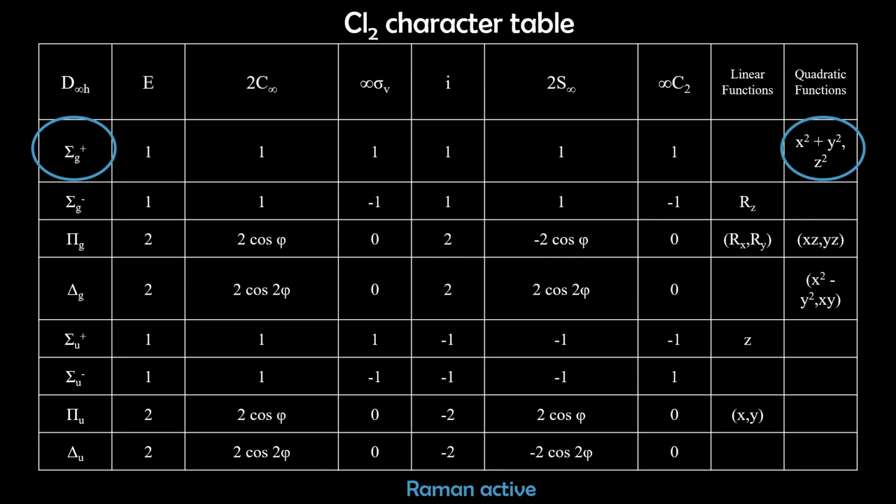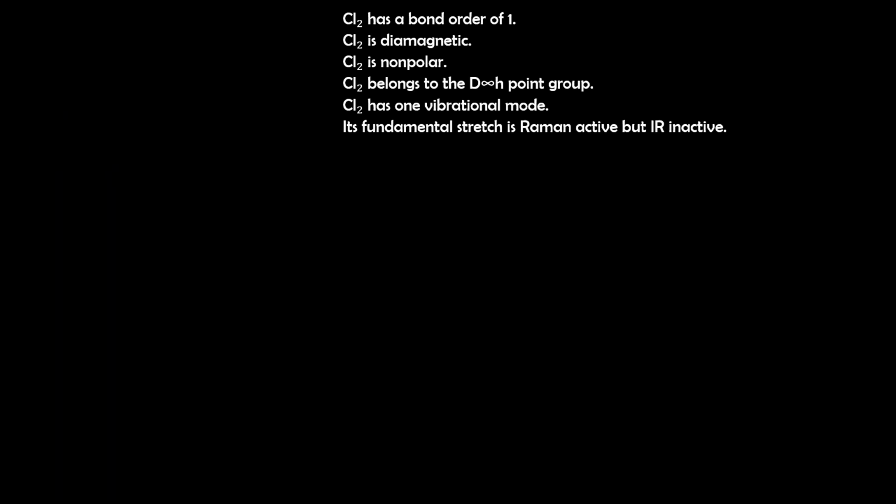From the molecular orbital and symmetry analysis, we can conclude Cl2 has a bond order of 1. It's diamagnetic, it's nonpolar, it belongs to the D infinity h point group, it has one vibrational mode, and its fundamental stretch is Raman active but IR inactive. This shows why symmetry and molecular orbital theory are useful. They do not just describe the molecule, they help us predict bonding, magnetism, polarity, and spectroscopy.